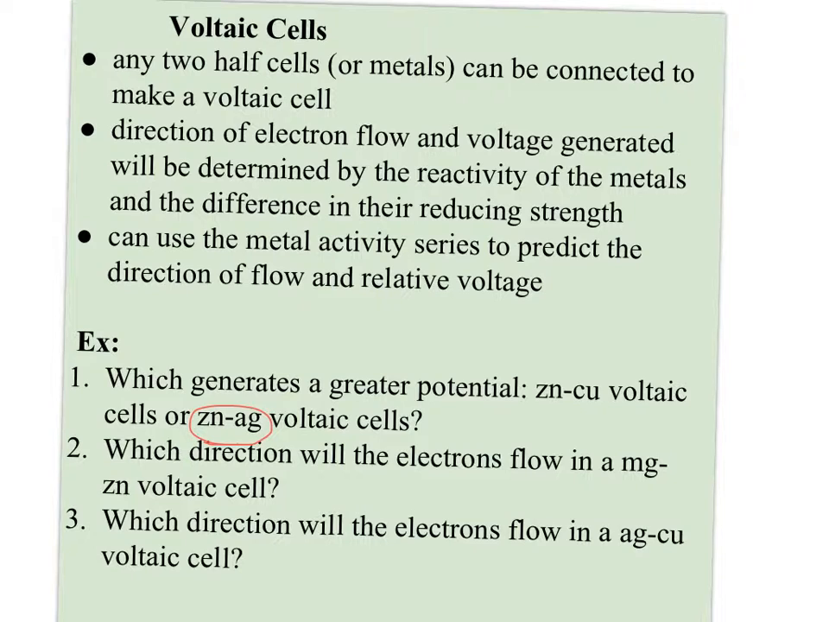Which direction will the electrons flow in a magnesium-zinc voltaic cell? Well, now you have to look and see which one is the more reactive or stronger metal. And magnesium's more reactive, so it is going to flow from magnesium to zinc. Which direction would electrons flow in a silver-copper voltaic cell? Well, now you're not going to have a lot of potential difference because these two are both fairly low reactivity metals, but copper's the more reactive, so it would flow from copper to silver.